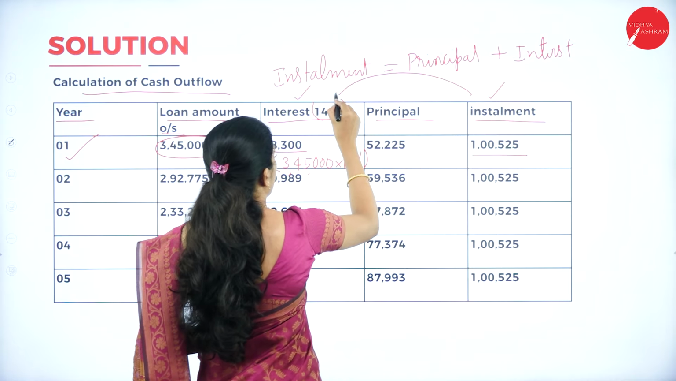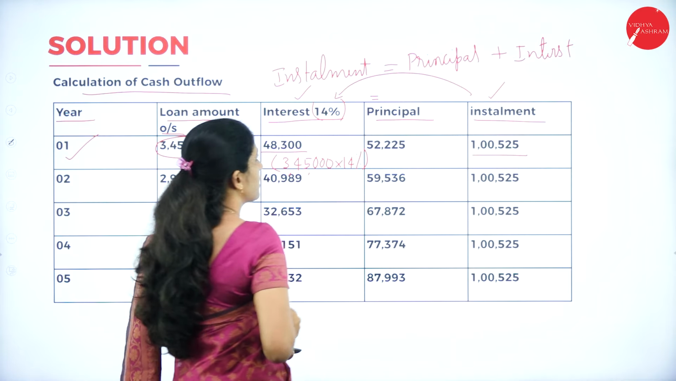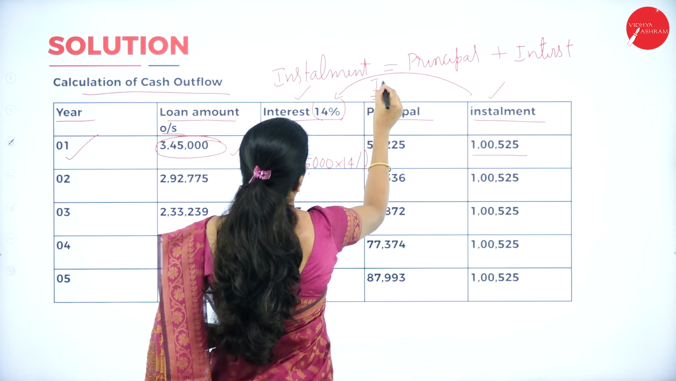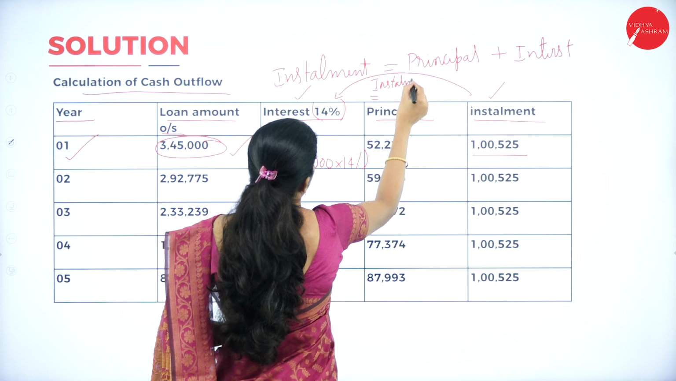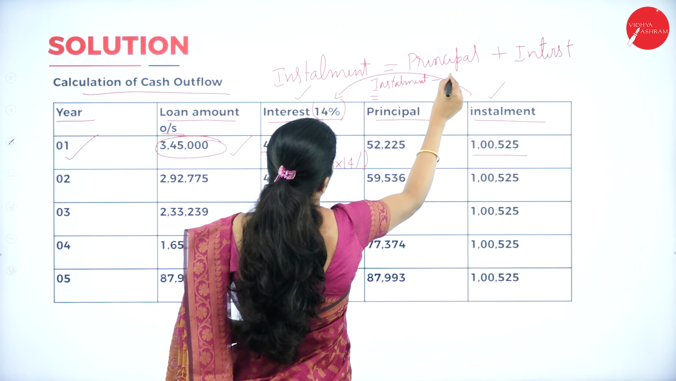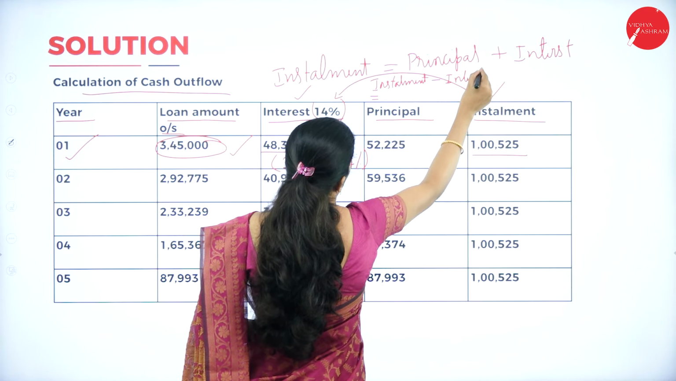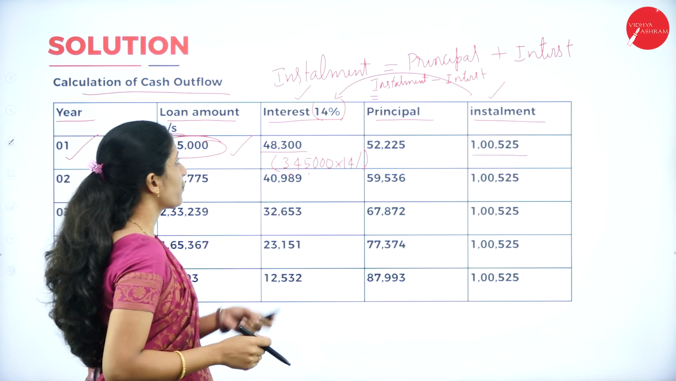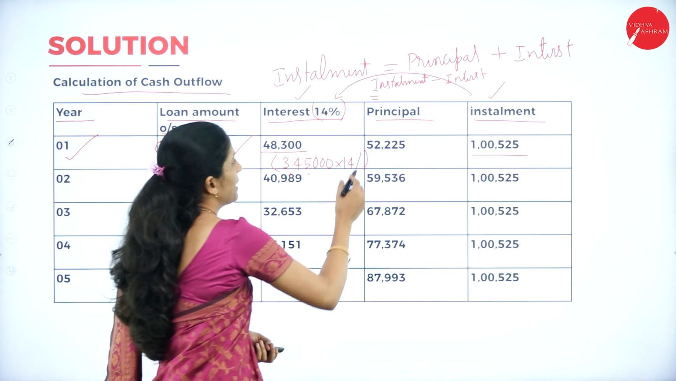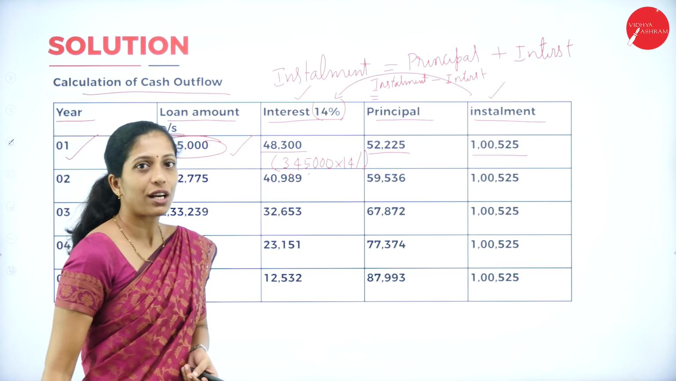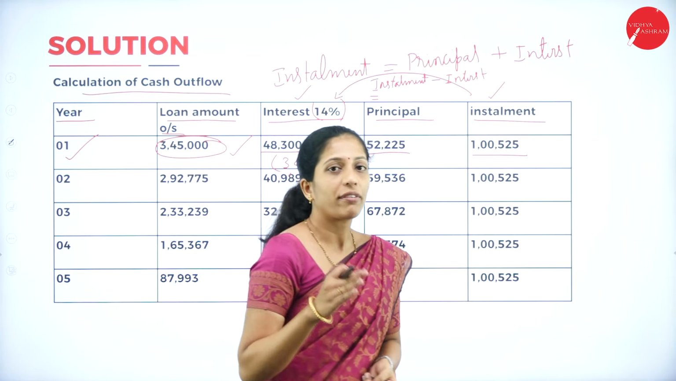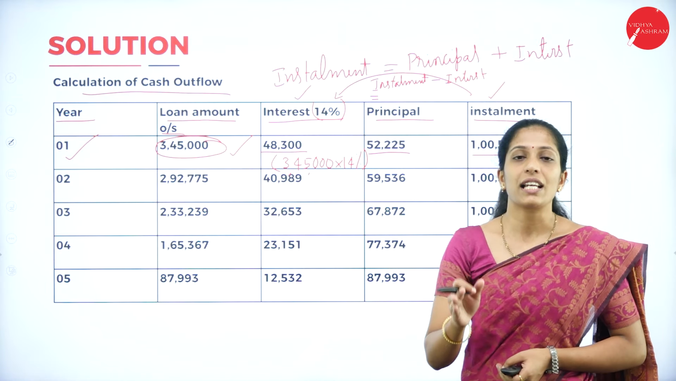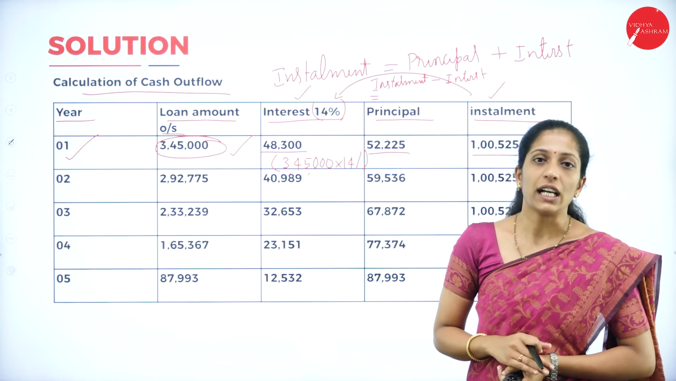Installment minus interest is equal to principal. So how to calculate principal? That is installment minus interest. So installment minus interest, we'll get the principal. So that is 1,05,25 minus 48,300. So the principal amount in the first year is 52,225. Hope you have understood how we are going to calculate the principal amount if they have given the installment as well as if we know the interest.